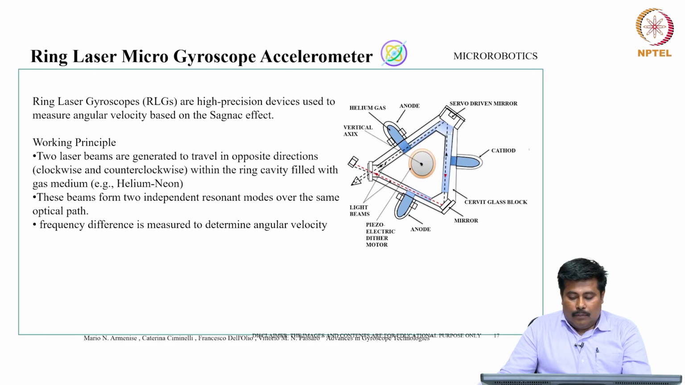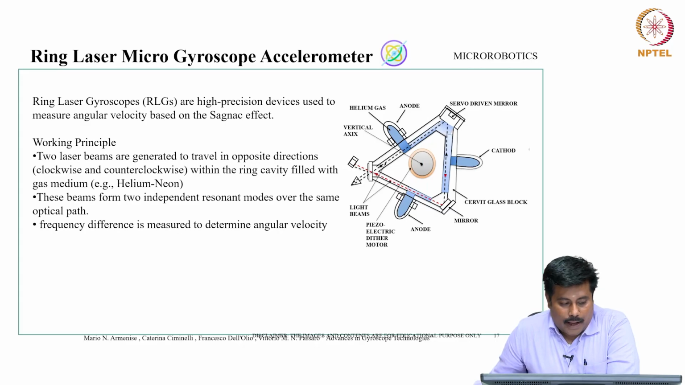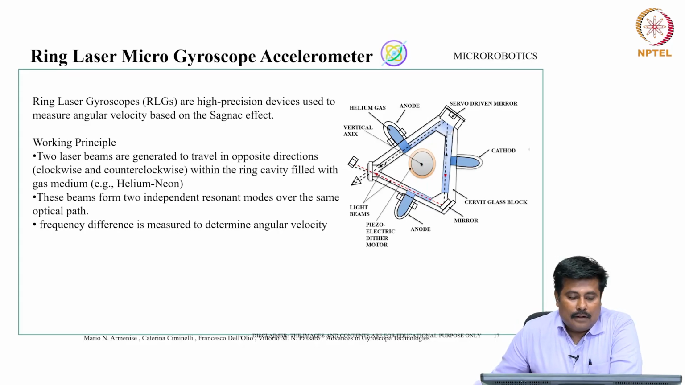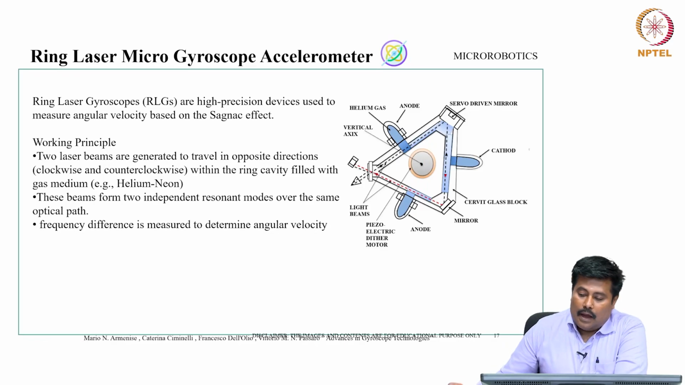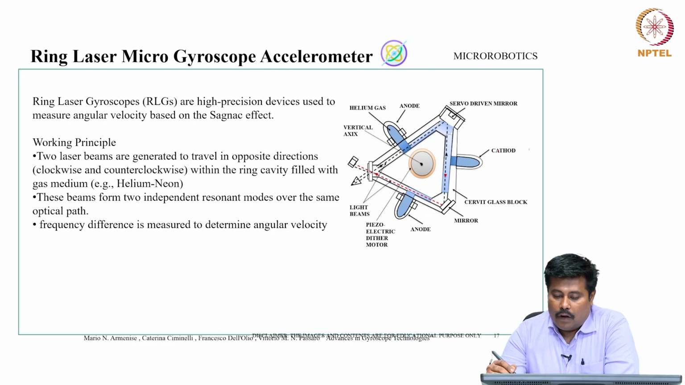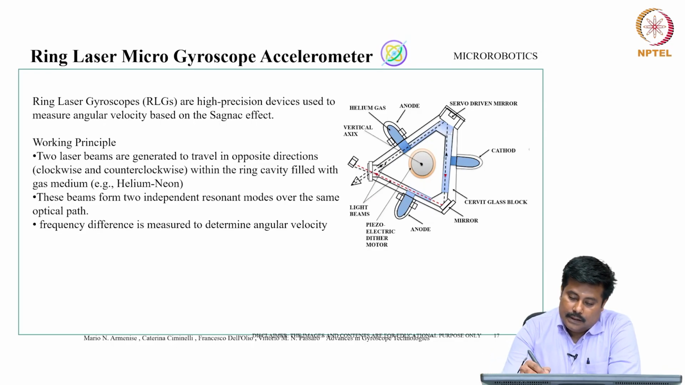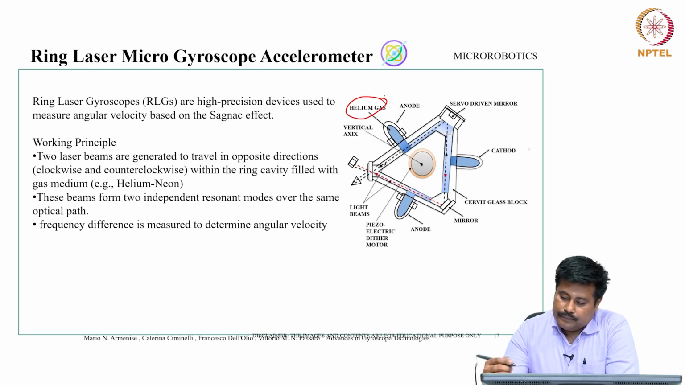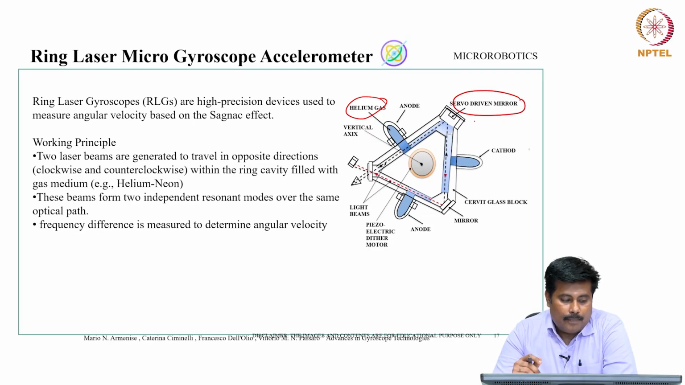Now, let us discuss the ring laser micro gyroscope accelerometers. These are high precision devices used to measure angular velocity based on the Sagnac effect. If we look at the overall construction of this ring laser micro gyroscope, light beams are used, there is helium gas, and the electrodes are placed in a particular orientation. There is a piezoelectric dither motor and servo driven mirrors in place to guide the laser appropriately.